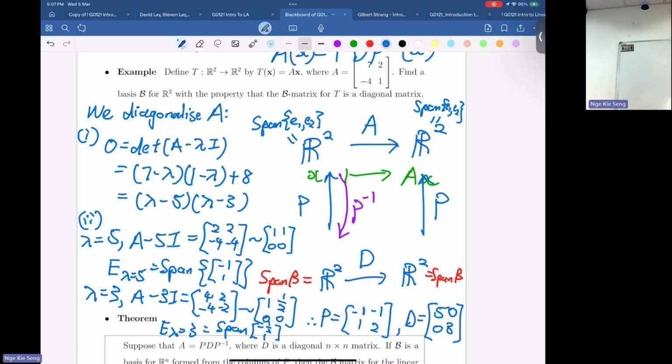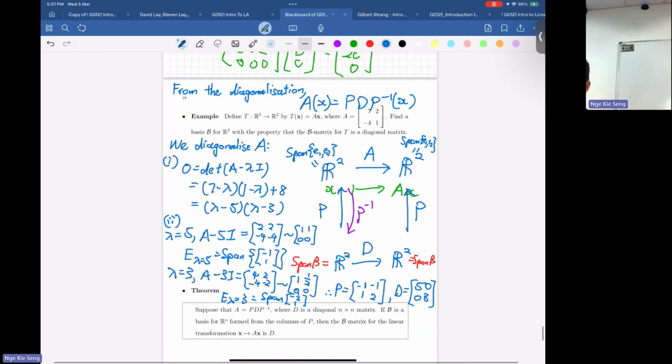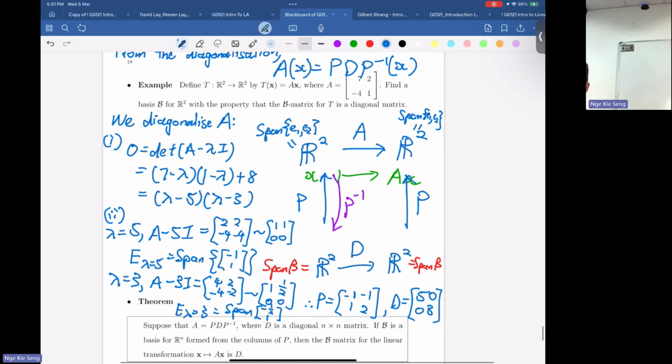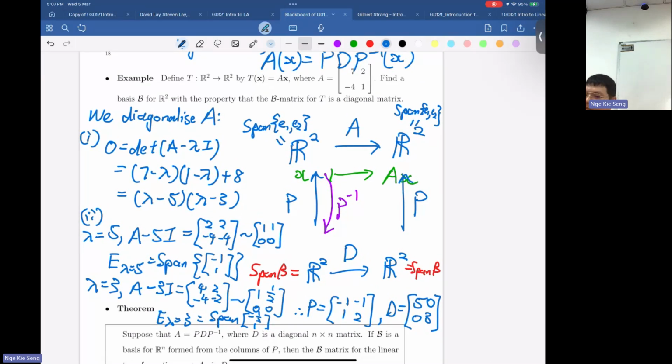Okay, so you found that this is your change of diagonal matrix, but what's the B then? What's the B you have to choose here, in this case?